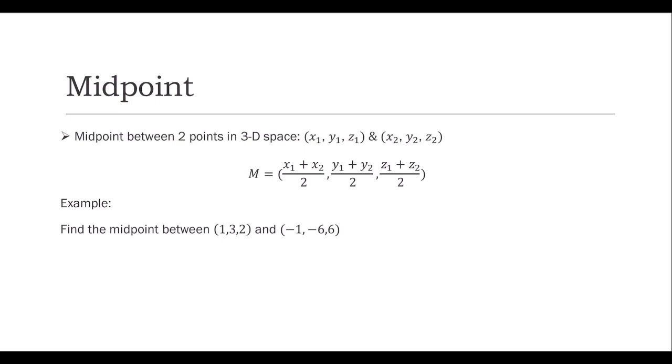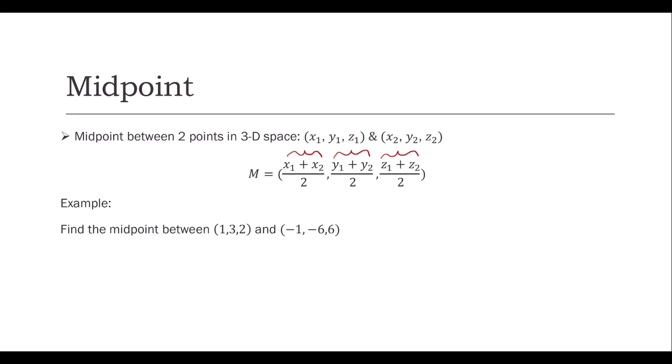Now we have our midpoint. To find the midpoint between 2 points in 3D space, you'll find the average of your x, y, and z values. So you have x1 plus x2 divided by 2, y1 plus y2 divided by 2, and then z1 plus z2 divided by 2. So for this example, it says find the midpoint between 1, 3, 2 and -1, -6, 6.